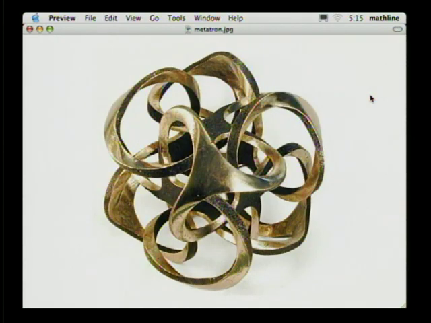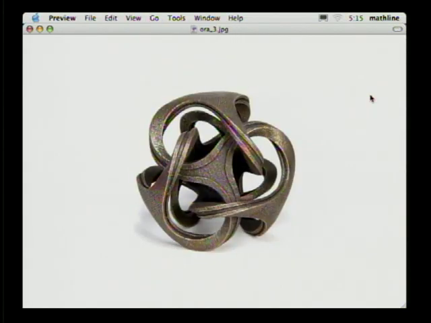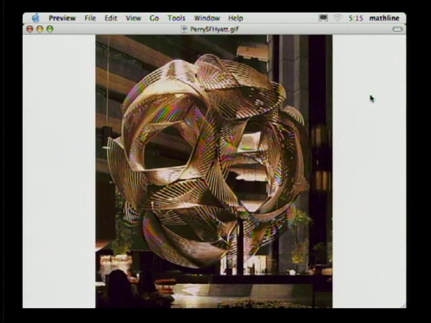This one is made out of brass, I believe. It's got some mathematical form to it. I don't know if I could come up with an equation for this, but it's definitely got some mathematical symmetry going on. Some other ones made out of metal for you. And this one is actually in the lobby of the Hyatt Regency in San Francisco. So if you go there, it's huge. And again, it's a mathematical form created into a sculpture.